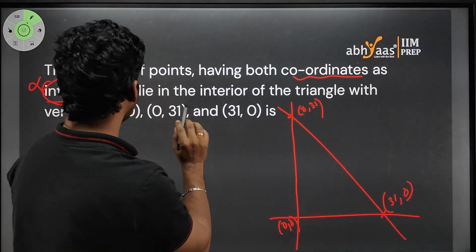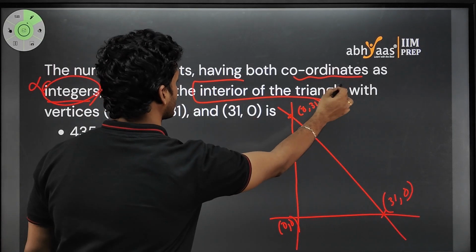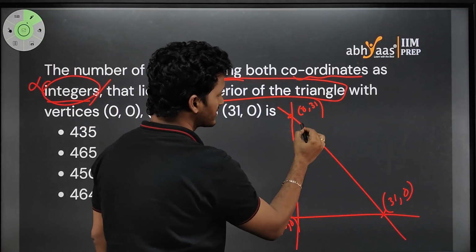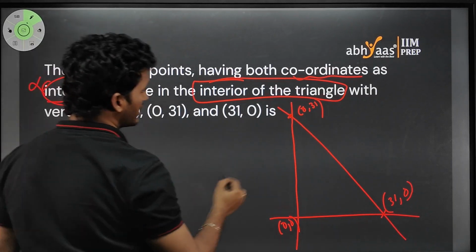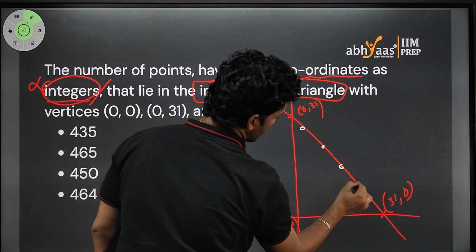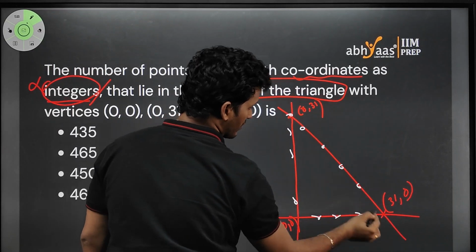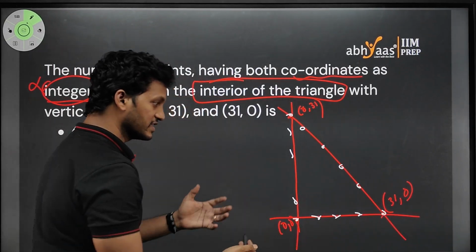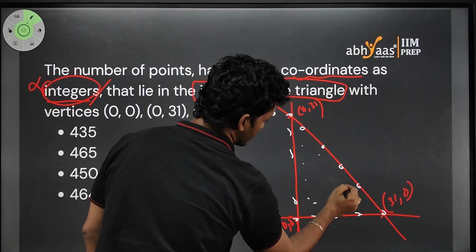Again, the other key point is the interior of the triangle. They are not asking what the points on the triangle are. Also, we cannot include these points: (0, 31), (31, 0) and (0, 0). The vertices are also not included. How many integer points are there in this?